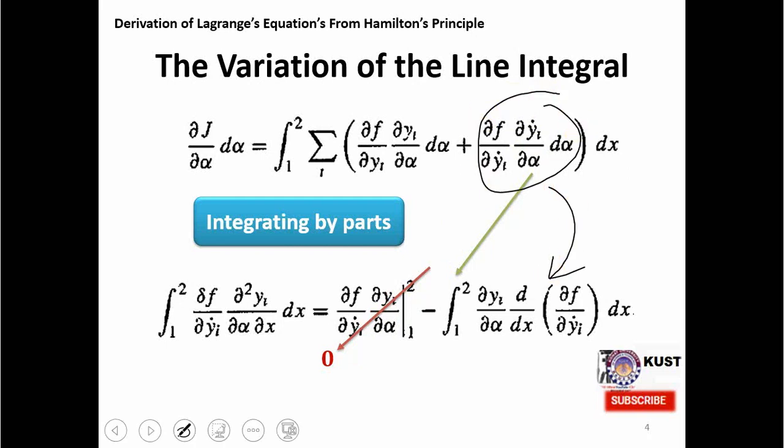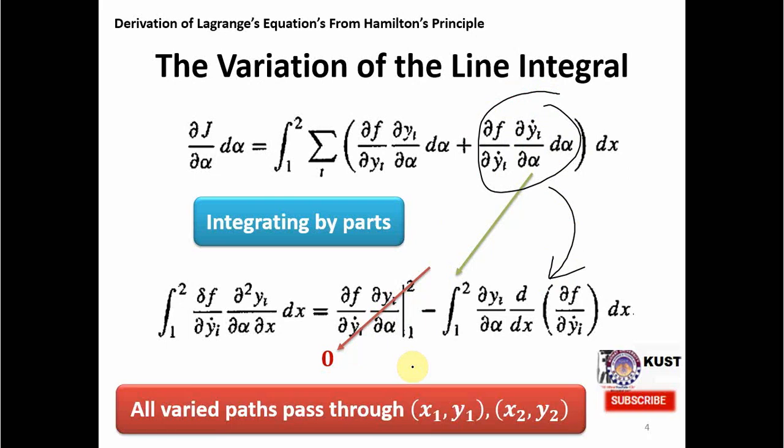This means that if the first term goes away, then in this integral this term can be replaced by only the second term. This is the reason that all varied paths pass through x1, y1 and x2, y2. These are the endpoints, and since all paths pass through these endpoints, they are equal at these endpoints and we can cancel them. In other words, the variation at the endpoints is equal to 0. So now we can replace this second term inside the integral, after doing the integration by parts, by this term.